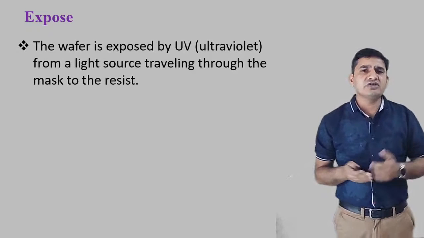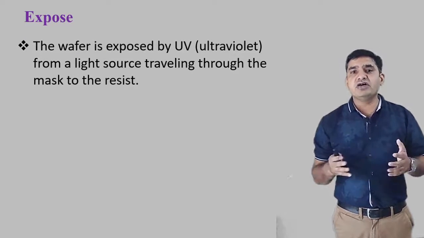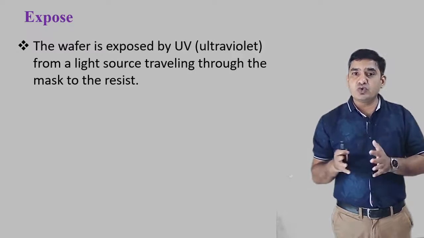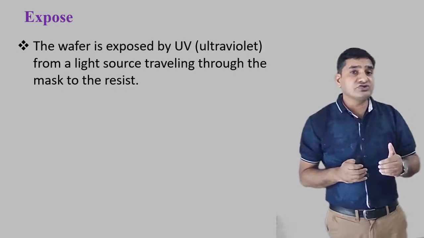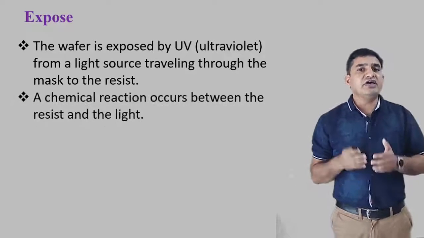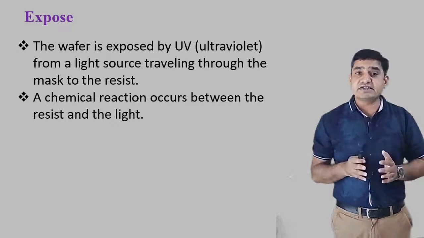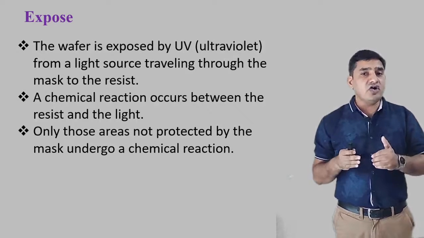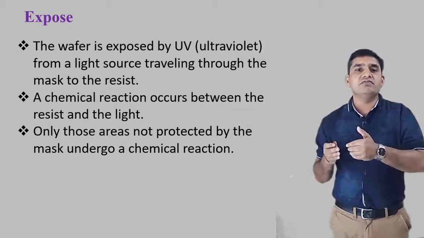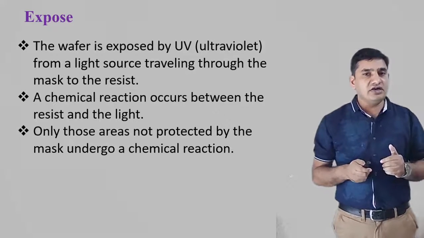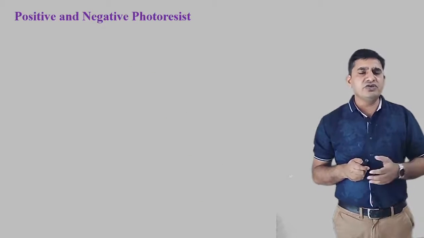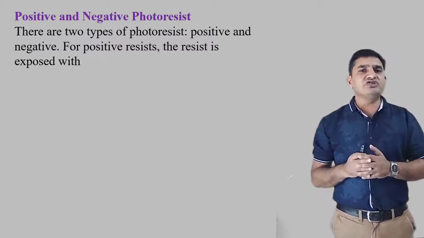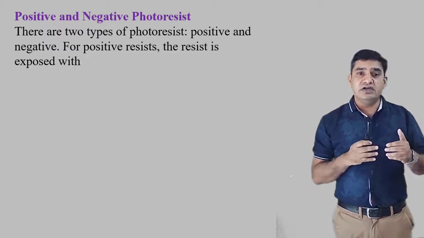Exposure. The wafer is exposed to ultraviolet radiation from the light source, traveling through the mask to the resist. A chemical reaction occurs between the resist and the light. Only those areas not protected by the mask undergo the chemical reaction. Then the positive resist and negative resist. There are two types of photoresist. First is the positive resist and second is the negative resist.